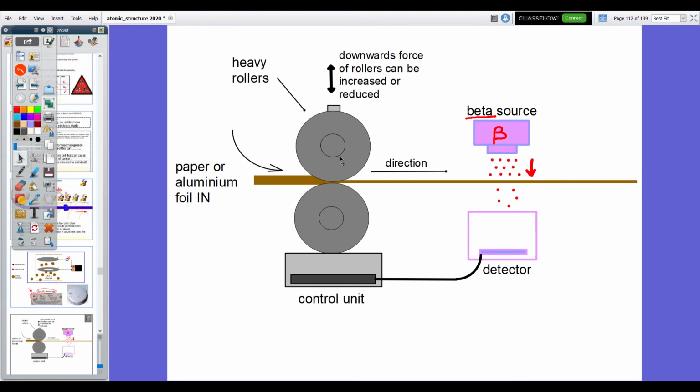So if you push the rollers down really hard, you make it really thin, and if you release the pressure on the rollers, then you'd end up with thicker paper. So here's the paper coming in. This is the rough paper coming in, or the rough aluminium. And this is the final one coming out. And clearly, the more you apply pressure, the thinner the final product is going to be.